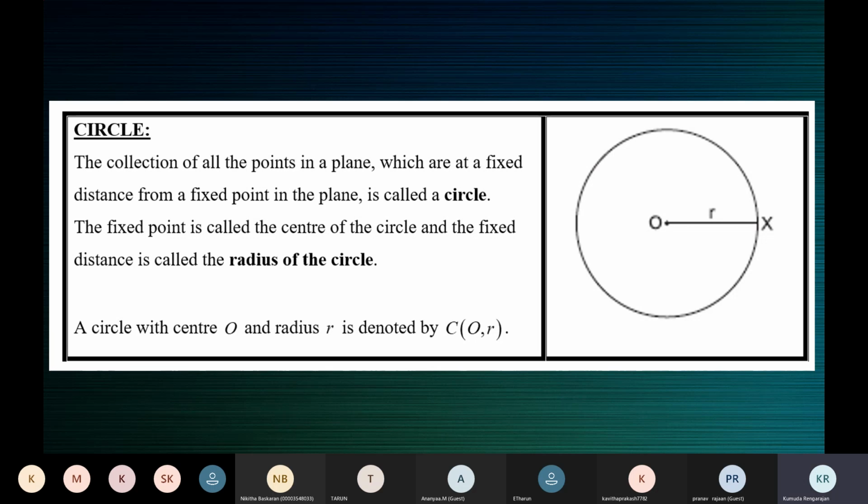So we started this chapter, circles, in the last class, and we did have the introduction to this chapter regarding the basic terms used in this chapter. These are the notes for the chapter, children. Please take screenshots. This is the first one. Please take a screenshot.